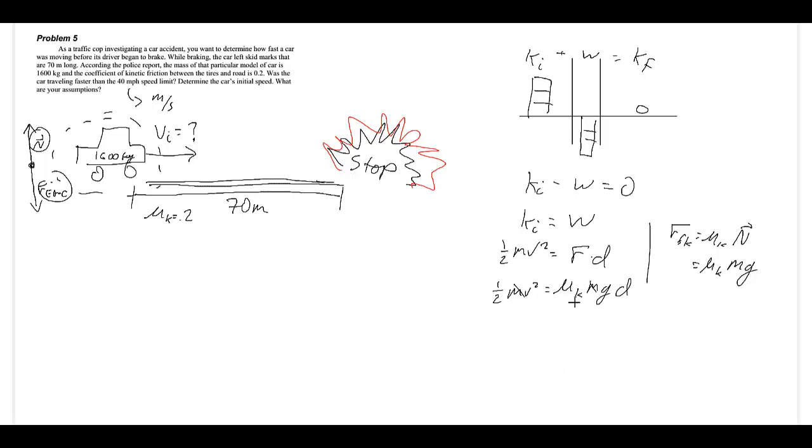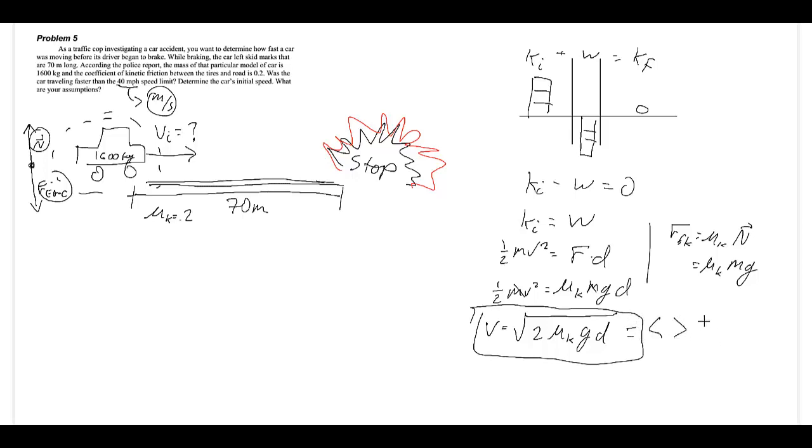The m's cancel out, and we can solve for v. So our v is going to be equal to the square root of 2 mu k g d. And plug in all those numbers. Now, again, you are going to have to convert this to meters per second because this solution is going to be in meters per second. So you will have to figure out if the solution to this is greater than, less than, or equal to 40 miles per hour, whatever that is in meters per second.